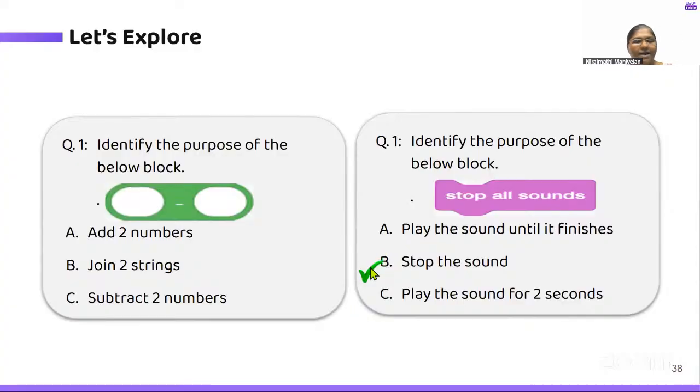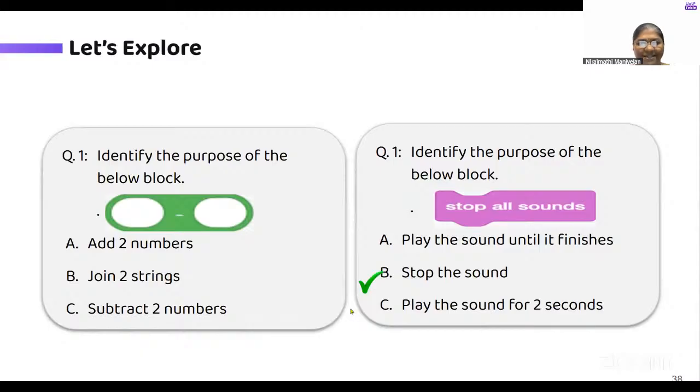Sorry. All right. Identify the purpose of the below block. What is the purpose of the below block, teachers? What will this block do? Yes, the answer is correct. Answer is C. Subtract two numbers. Yes, perfect. Thank you so much for the answers. That's really great. Thank you for the participation. And sorry, I think I made a mistake in the animation. So stop block will help us to stop all the sound. Okay, perfect. All right, let's move ahead.